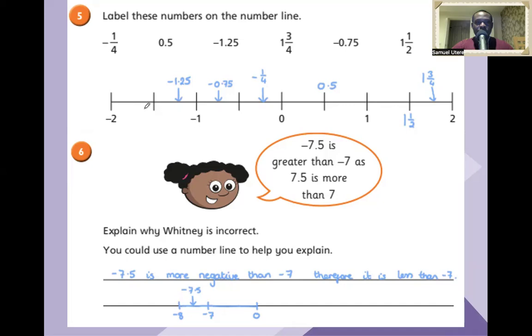Now, if this is negative 1.5, then halfway between negative 1.5 and negative 1 should be negative 1.25. All right, this is negative 0.5, so halfway between them should be negative 0.75. And then so on and so forth.